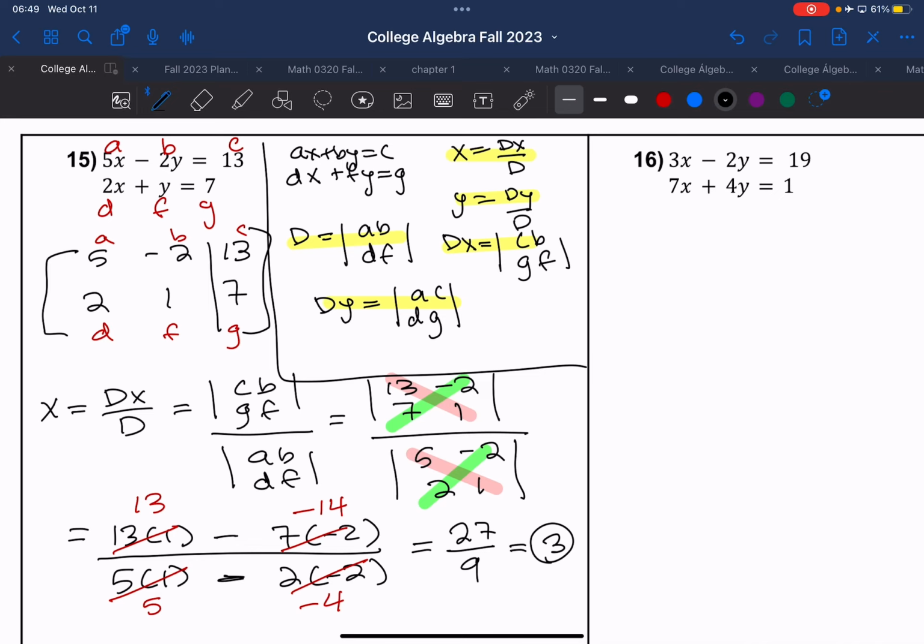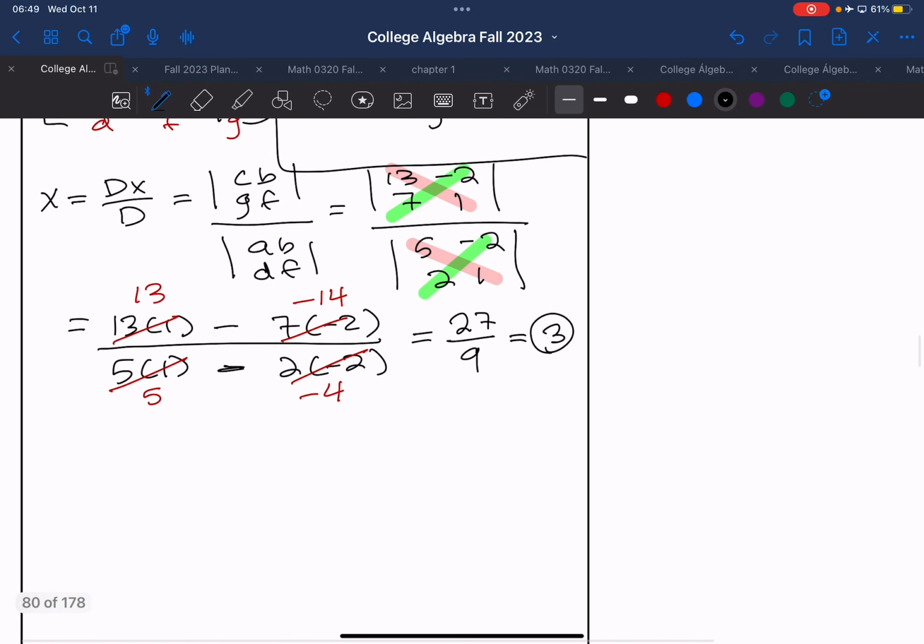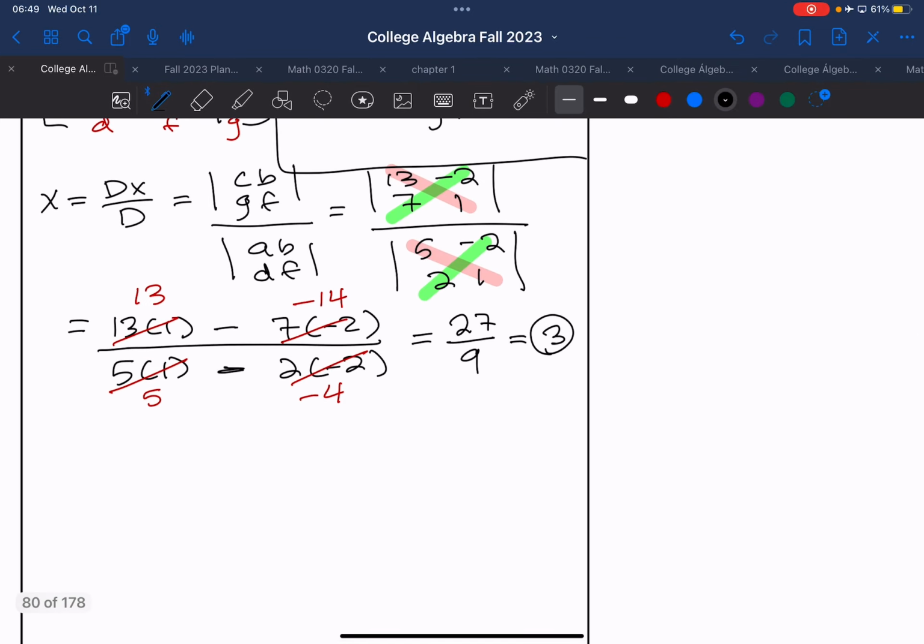Okay. Now we're going to have to go through the same process to find y. So we know y is the determinant y over the determinant. We know that the determinant y is A, C, D, G. And the determinant of the function is 9. Where did I get that 9 from?